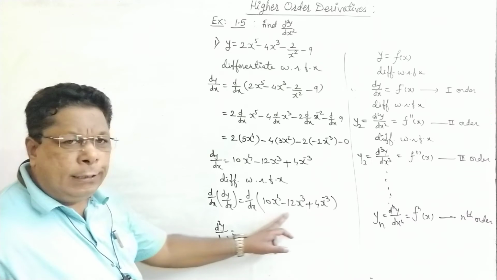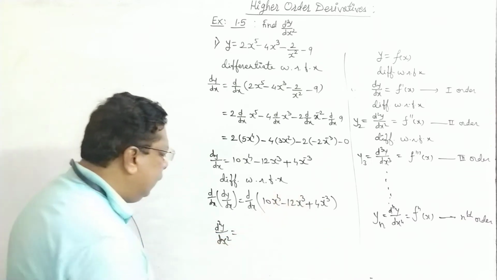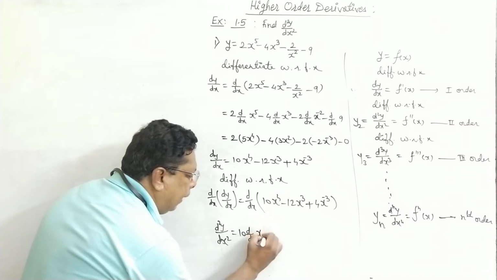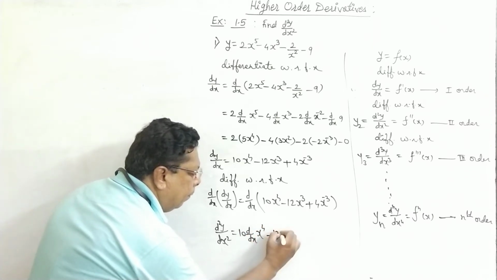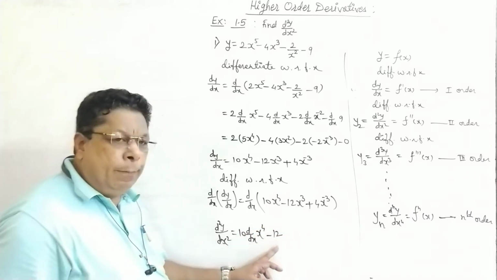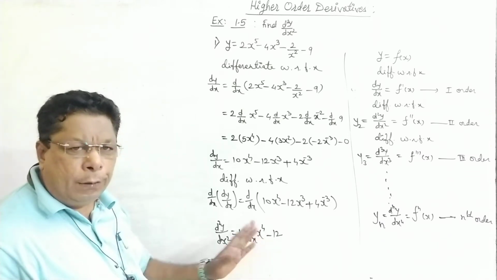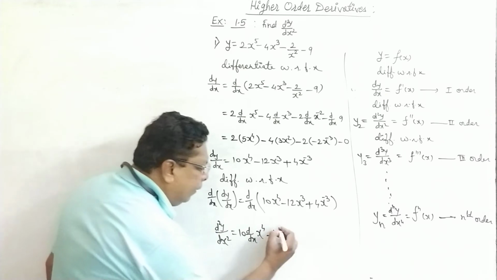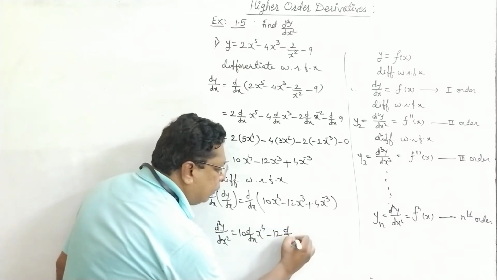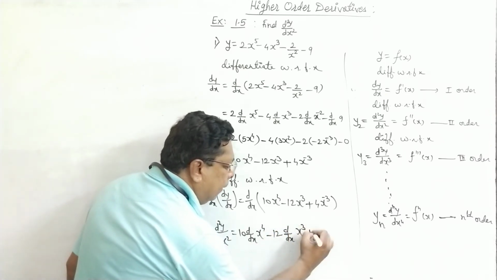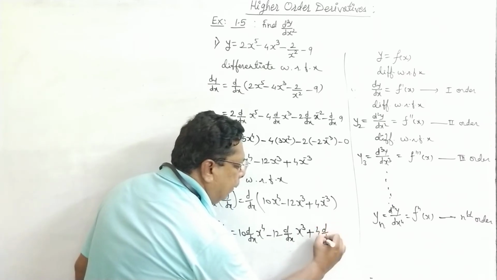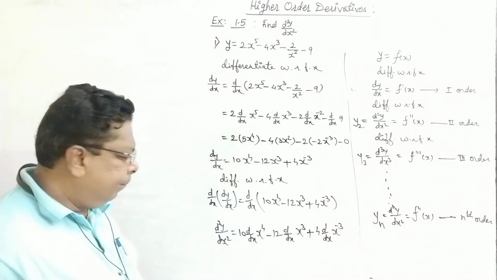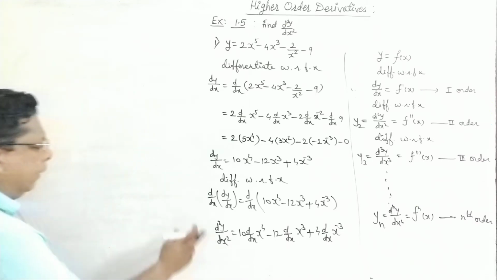Now on right hand side, take the derivative of each term. So this is 10 into dy by dx of x raised to 4 minus 12. If the constant is in multiple of the functions, then keep constant outside. So minus 12 outside into dy by dx of x raised to 3 plus 4 into dy by dx of x raised to minus 3. Now take the derivative here.